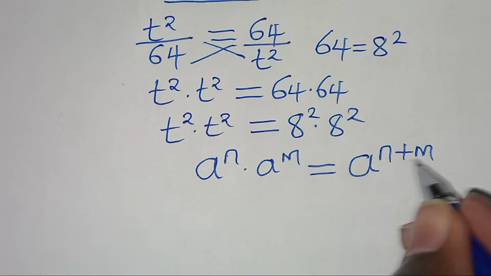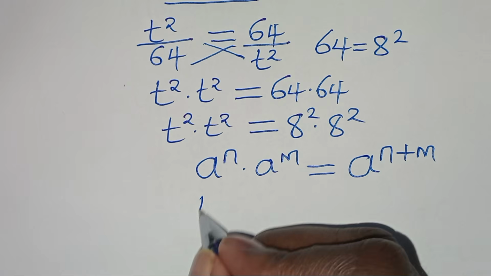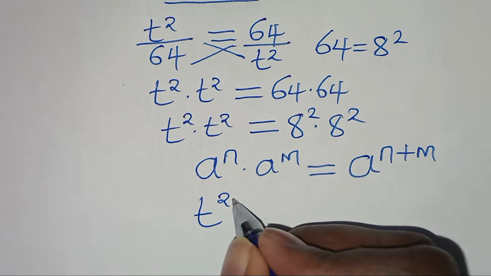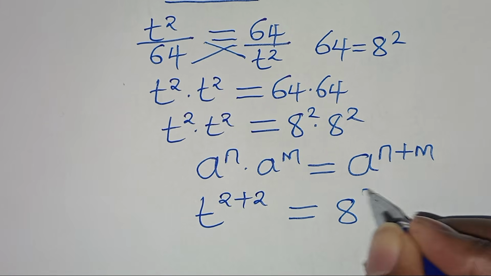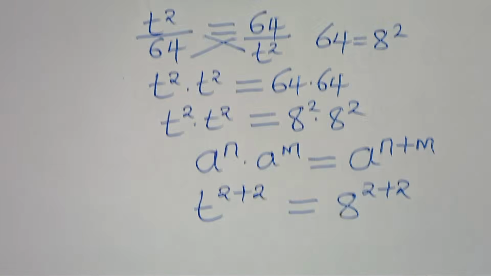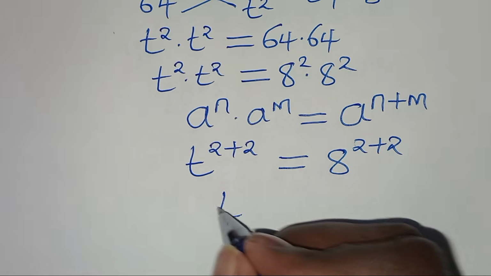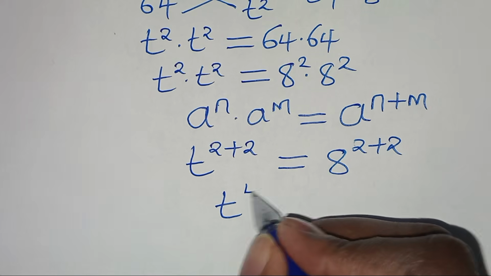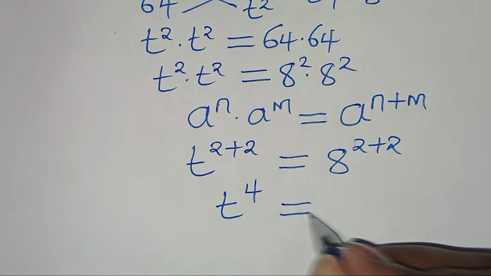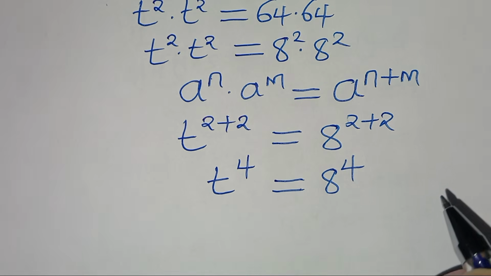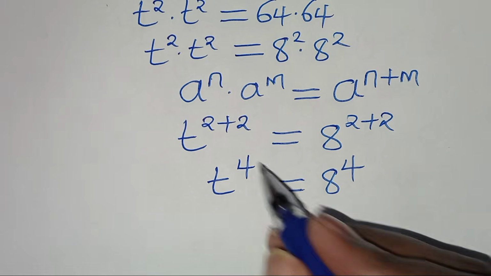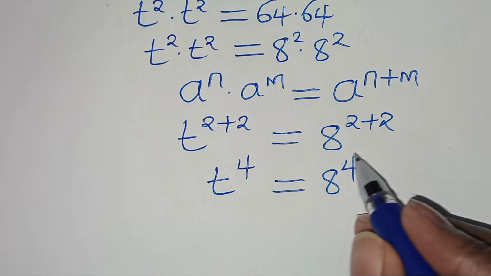Applying this exponent property, this implies we have t raised to the power 2 plus 2 is equal to 8 raised to the power 2 plus 2. So here we have t to the power of 2 plus 2, which is equal to 4, and 8 to the power of 2 plus 2, which is equal to 4. So we have t raised to the power 4 is equal to 8 to the power of 4.